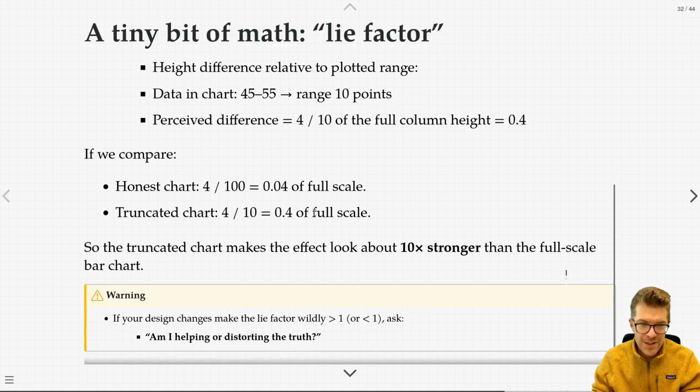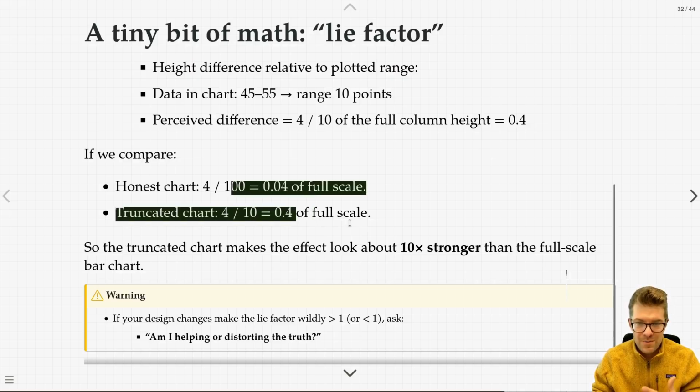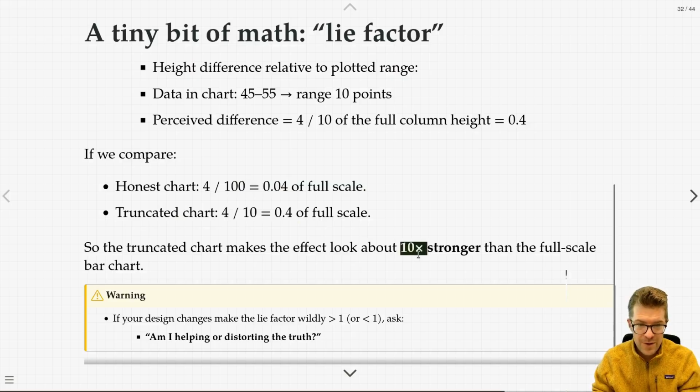So I'm not necessarily saying that the truncated chart is the one that's lying, but it helps to elucidate these differences. These differences are meaningful to an order of magnitude, and this can tell you if the lie factor is wildly positive, more than 1 orders of magnitude, or if it minimizes things to some degree, less than 1. And again, you can ask yourself, am I helping or distorting the truth?